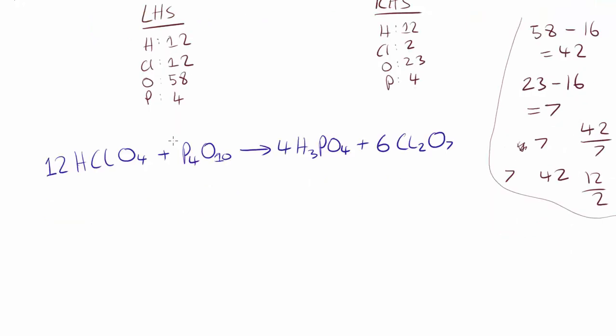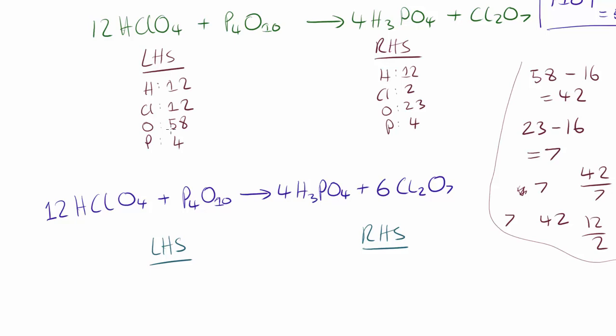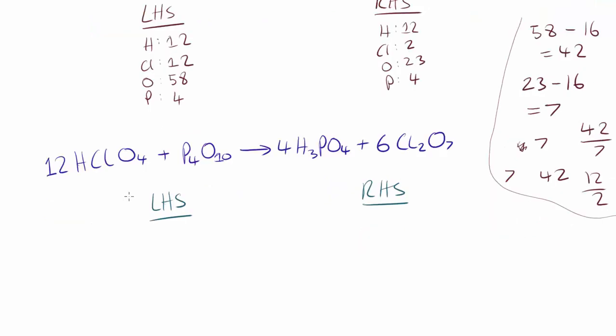So let's now audit this. Let's effectively work out what our values are on either side. Left hand side, right hand side. We didn't change anything on our left hand side, so it should basically be the same as what it was before. So HClO₄P. So we've got 12, 58, 4.